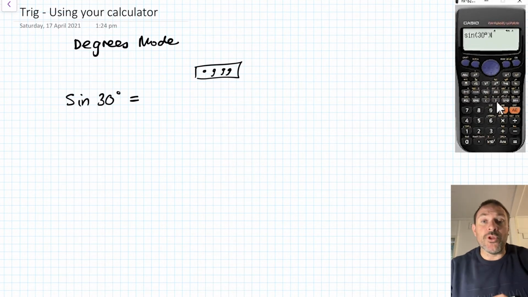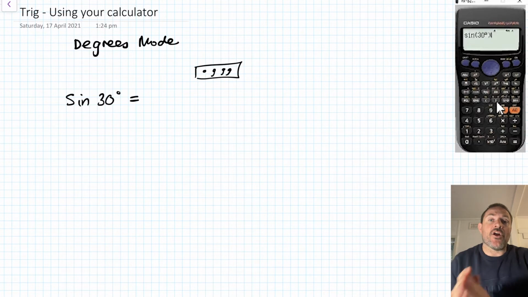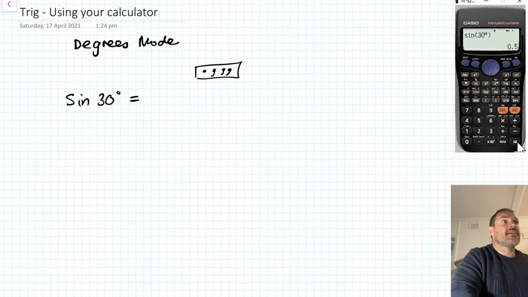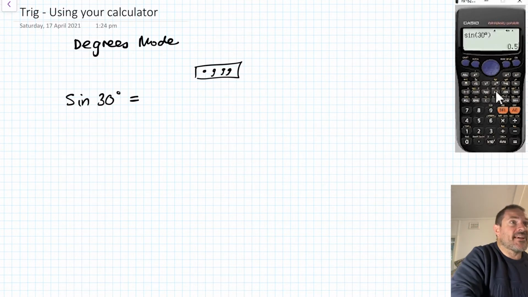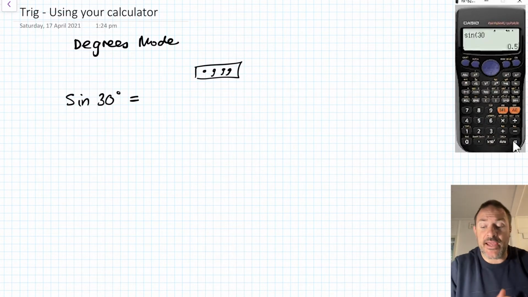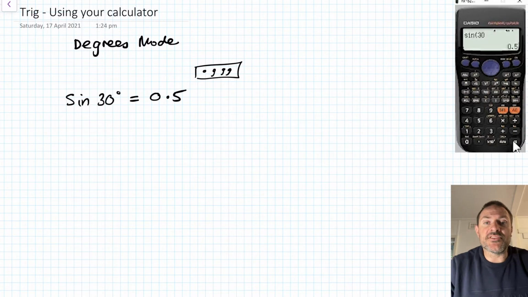Now, you don't really need to press that, except if you have a question that has degrees, minutes, and seconds. I'll talk about that a little bit later on. I'm now going to press equals. Generally speaking, you don't even need to close the brackets. If I simply said sine 30 and just pressed equals, it's still going to give me the same answer. We can see the answer is 0.5 for this question.